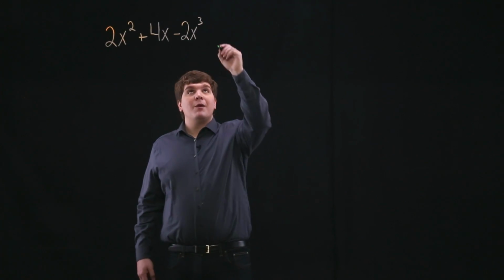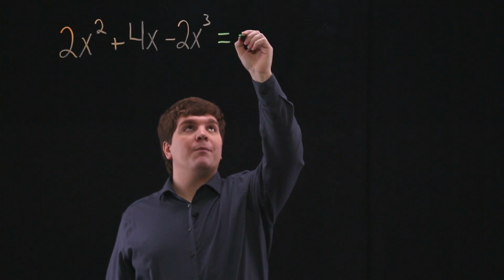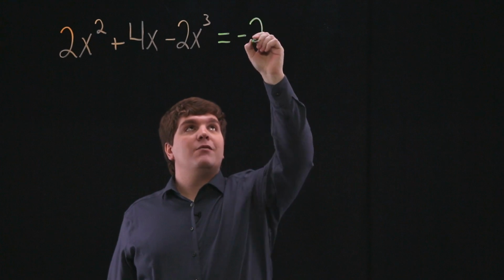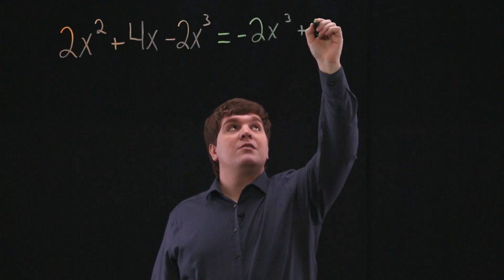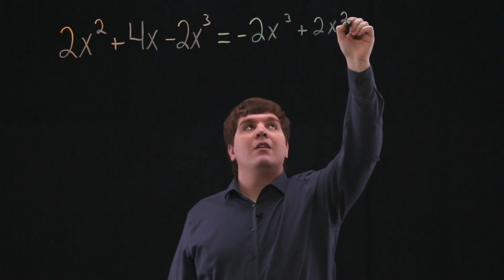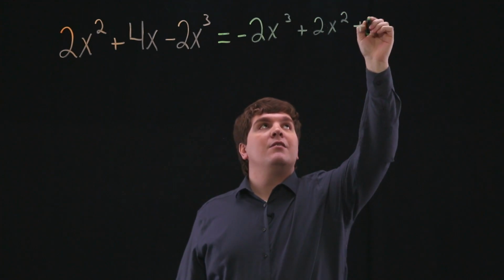Hi, my name's Gabe. For this problem, we're asked to factor the polynomial 2x squared plus 4x minus 2x cubed. Let's begin by rewriting this polynomial in standard form. So rewriting this in standard form, we have negative 2x cubed plus 2x squared plus 4x.